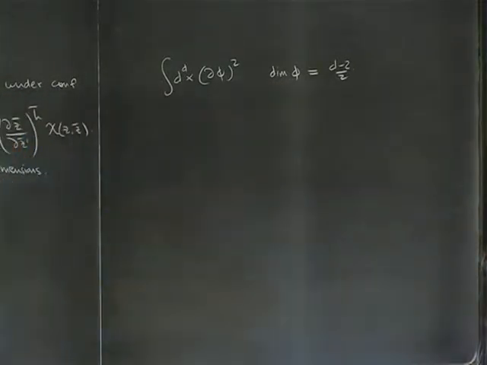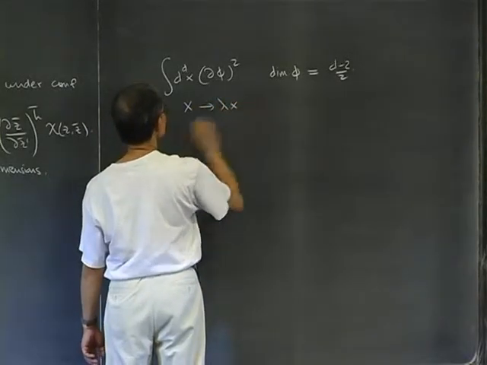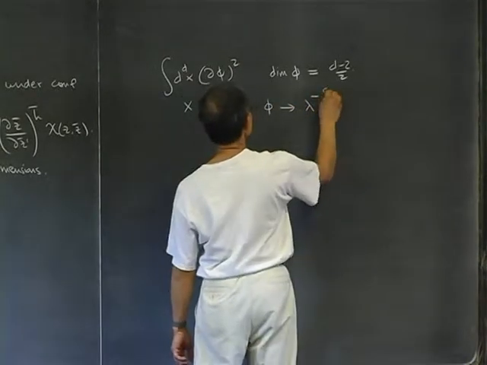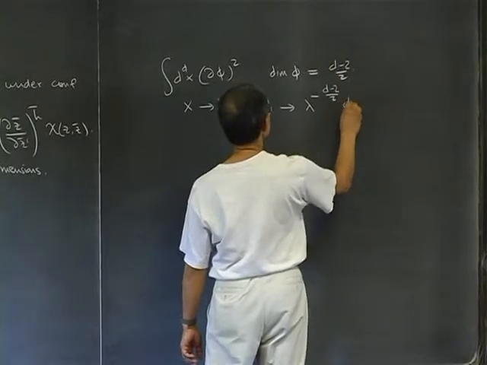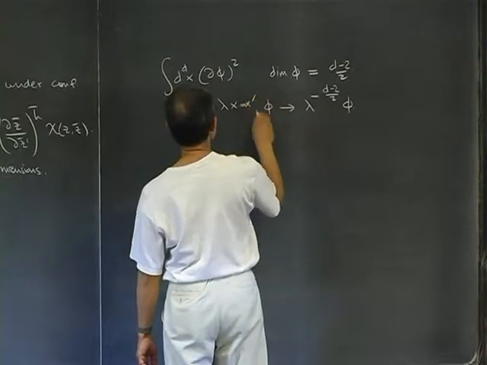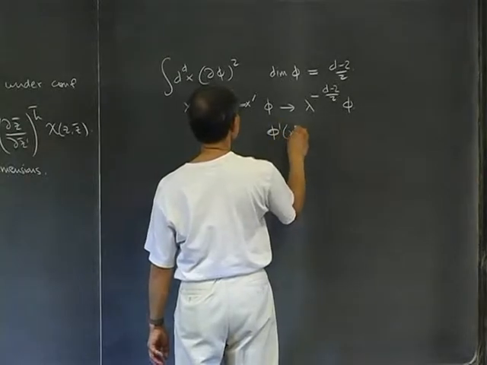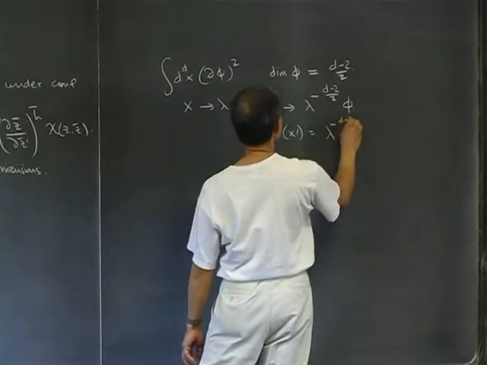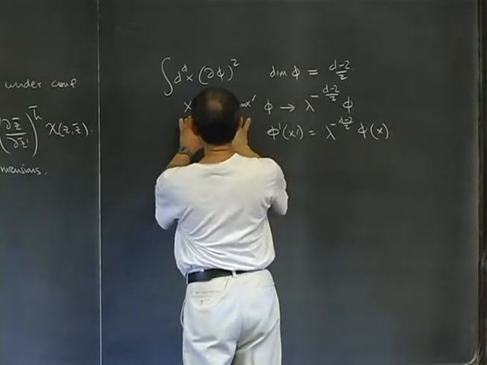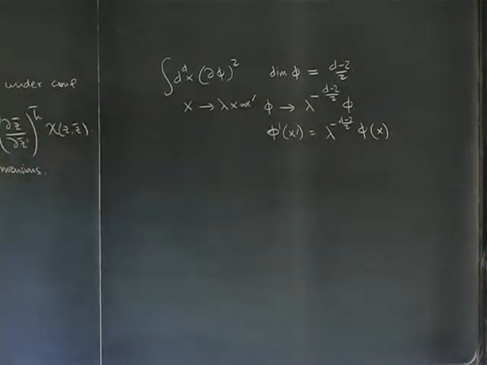What that really means, of course, is that if I scale x to lambda x, then phi should scale as lambda raised to the power (d minus 2) by 2 times phi. Or in other words, if this is x prime, then phi prime of x prime is lambda raised to the power minus (d minus 2) by 2 times phi of x. If I make this change, this action is invariant. That is what we mean by dimensions. Dimensions are the scale transformations.